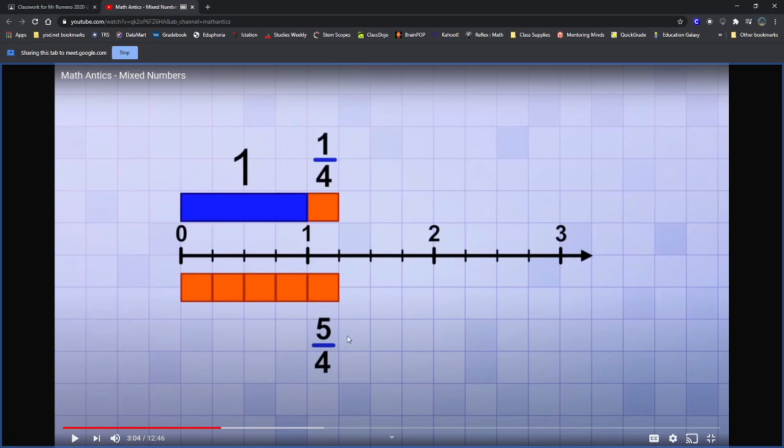Like he said here, 5/4. If I look at it this way, it's the exact same thing as 1 whole and 1/4. We can see that they reach the same spot on the number line. So I could write my fraction like this. I could make an improper fraction, 5 out of 4. Or I could write my fraction like this, 1 whole and 1 out of 4.